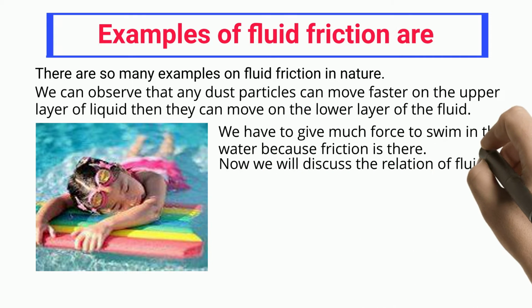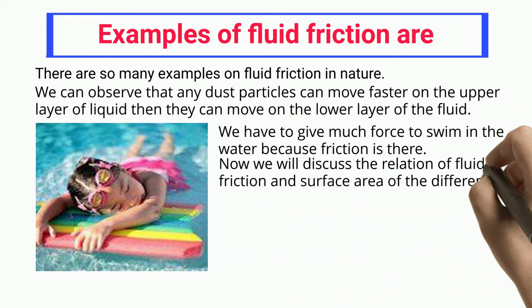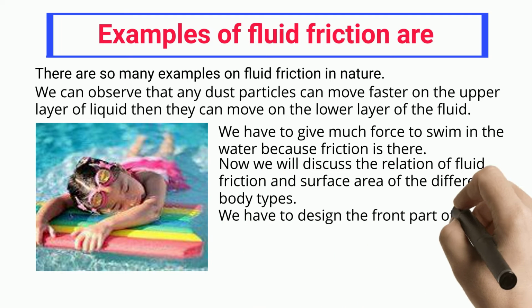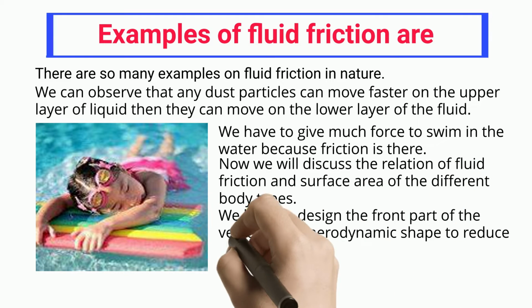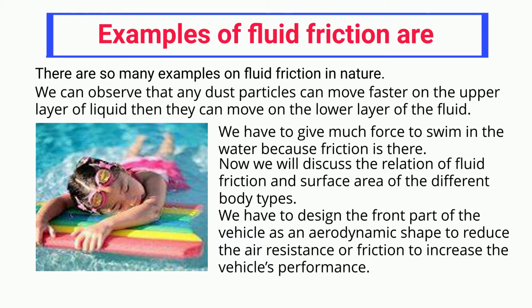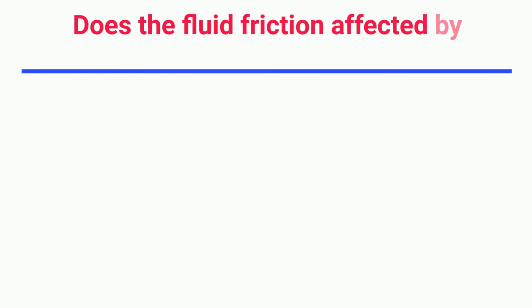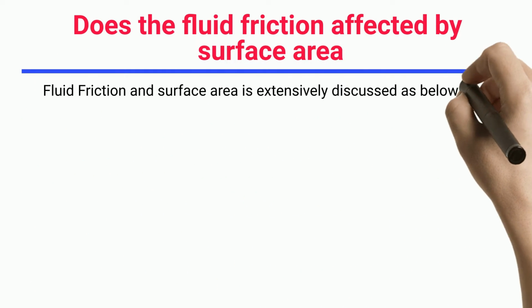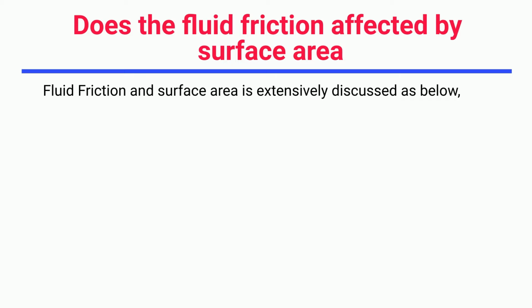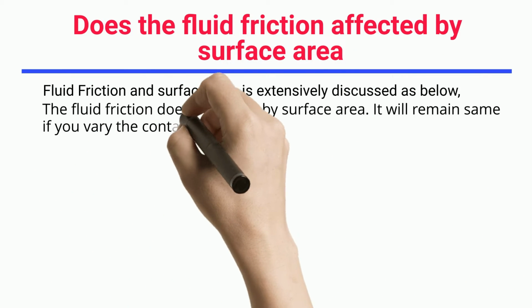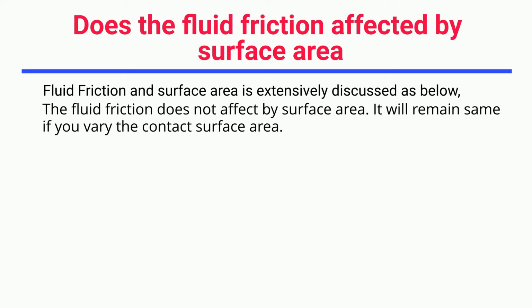Now we will discuss the relation of fluid friction and the surface area of different body types. We have to design the front part of a vehicle in an aerodynamic shape to reduce air resistance or friction, to increase the vehicle's performance. Does fluid friction get affected by surface area? Fluid friction and surface area are discussed extensively below. Fluid friction is not affected by surface area. It will remain the same if you vary the contact surface area.